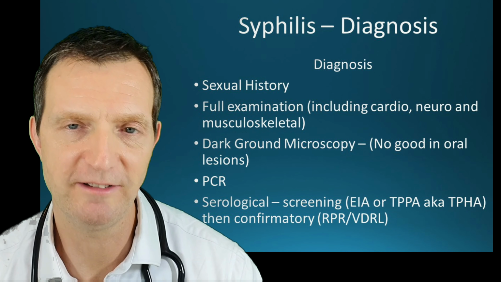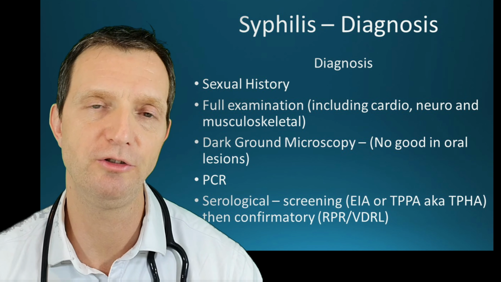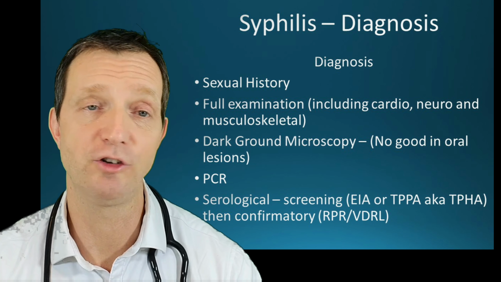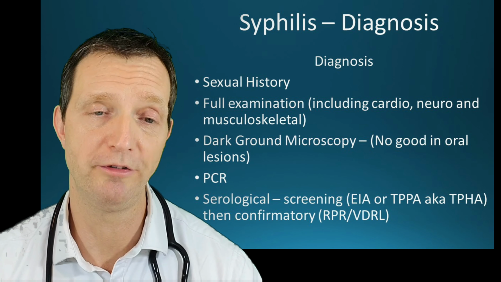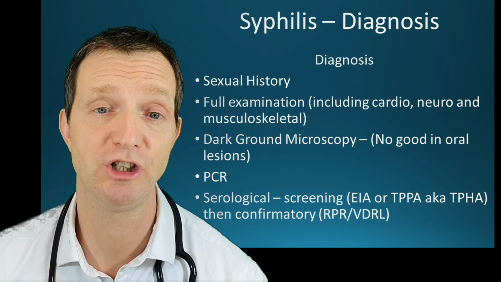And sexual history is very important. You also need to do a full examination, including cardio, neural, and musculoskeletal. If they have visible lesions on their body, you can perform a dark-ground microscopy on them. In other words, do they have a primary chancre?